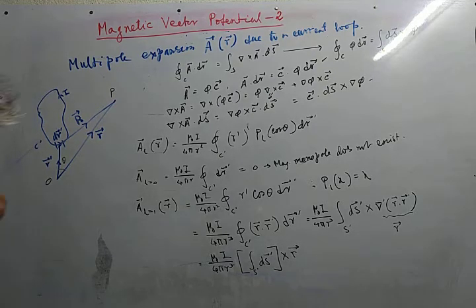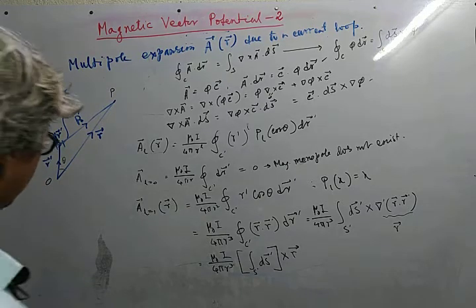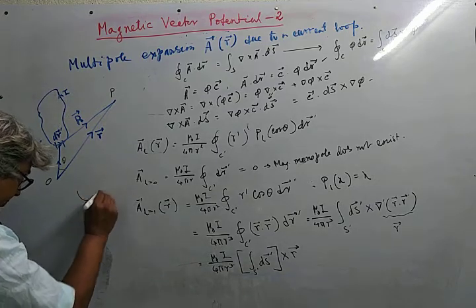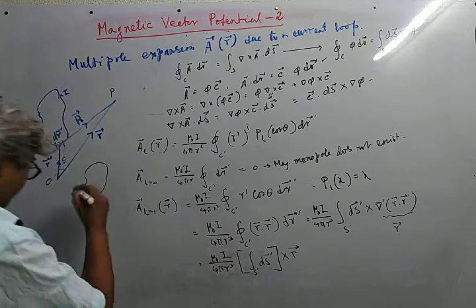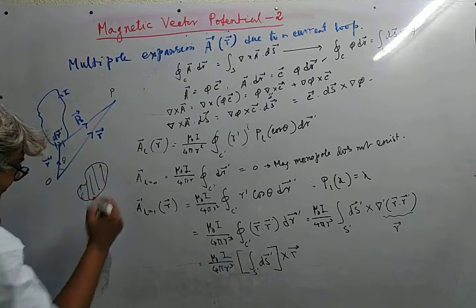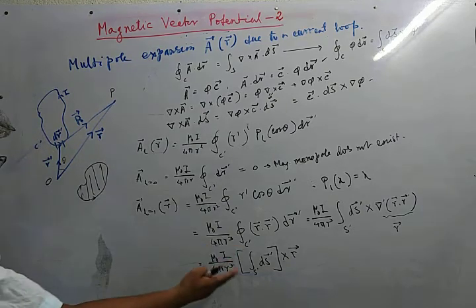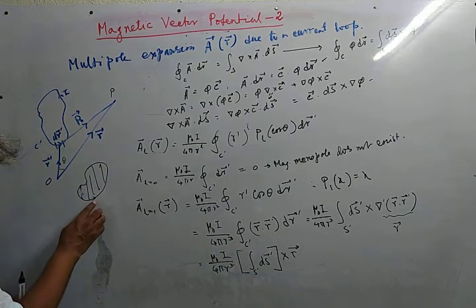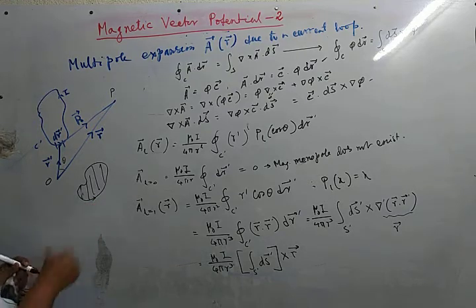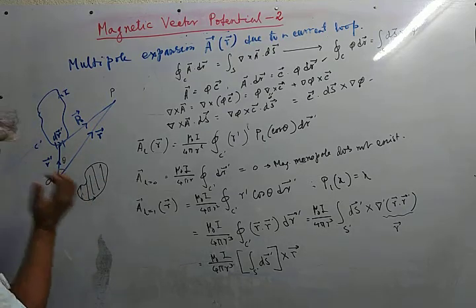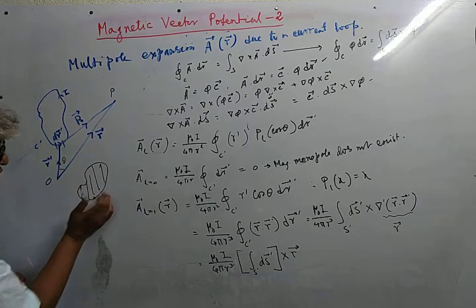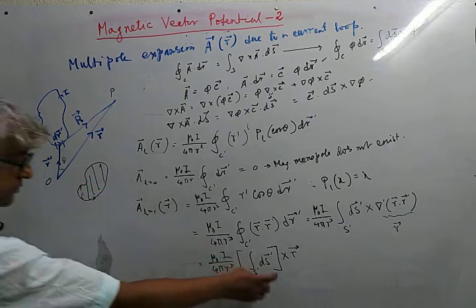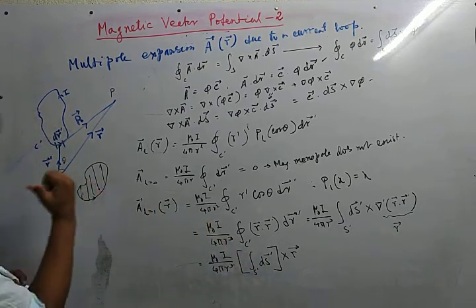If we have a current loop, an extended current loop lying in a plane, then this integration gives you this area, and the direction of the area is governed by the right-handed corkscrew rule. Since the current has been thrust in an anti-clockwise direction, if we place a right-handed corkscrew in the plane and rotate in the direction in which it is thrust, then in this case ds is directed towards the reader.